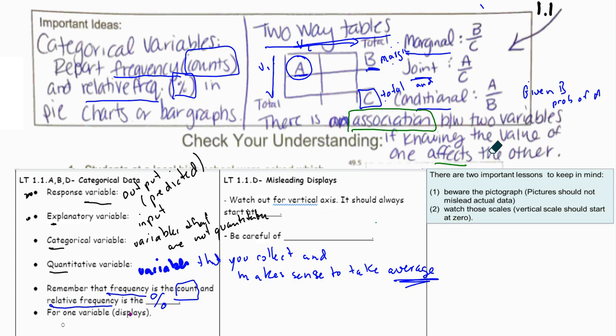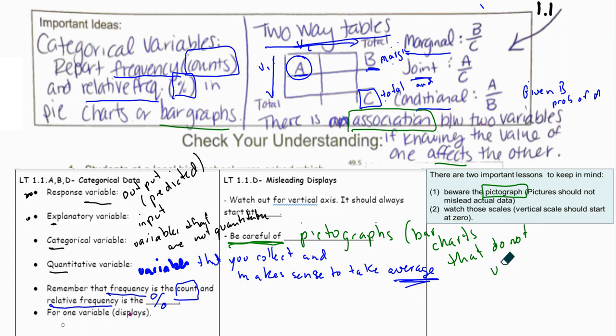Then finally, when we have these different categorical or bar graphs, a lot of times you might see them in newspapers where they make cute pictorial graphs, pictographs. That's why we always want to be careful of pictographs. Pictographs are special bar charts that do not use traditional bars but use something else.